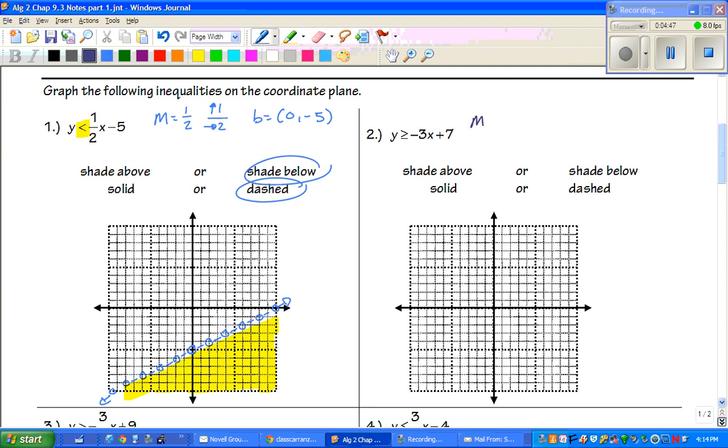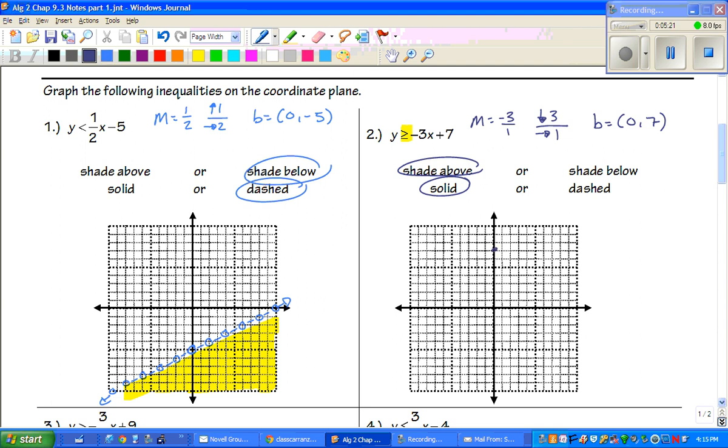Number 2, my slope is negative 3 over 1, which means we go down 3, right 1. And my y-intercept is (0, 7). It's a greater than symbol. Greater than means that I shade above, and it's or equal to, so it's going to be solid.